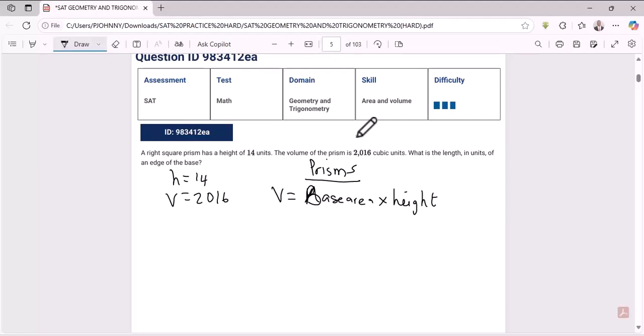So the base area can change depending on what shape the base takes. If the base is square, the base area will be side squared. You can just say L squared, right? So it will be L squared times H. If the base is a rectangle, it will be length times breadth, that's L times B, then H. So that's why a cuboid is basically a prism with a rectangular base, right?